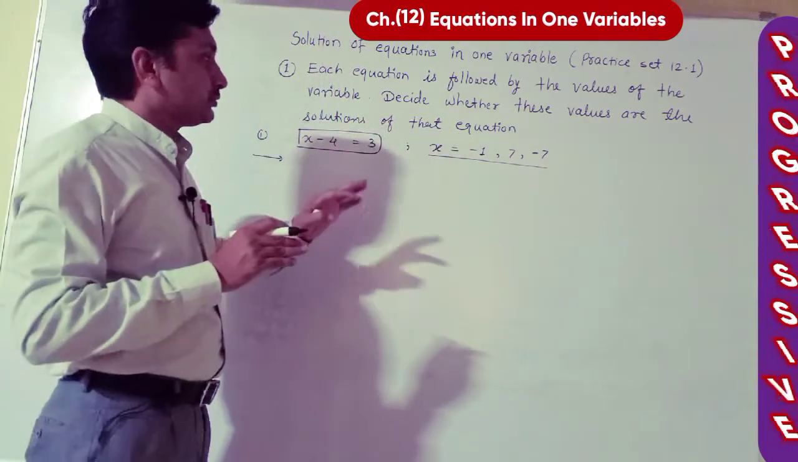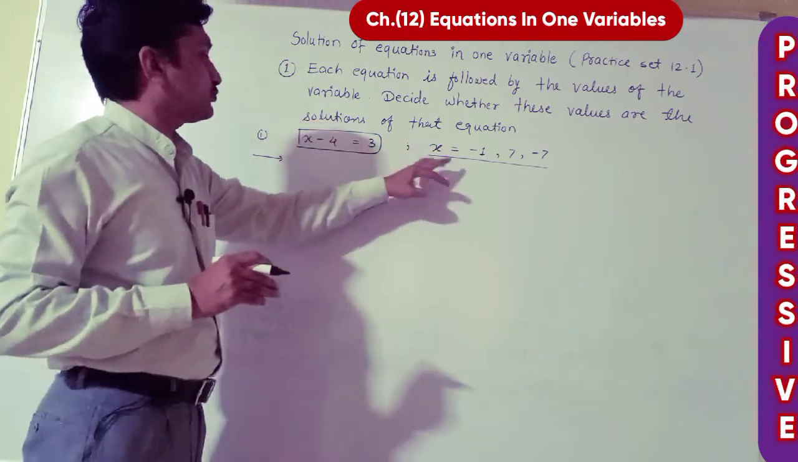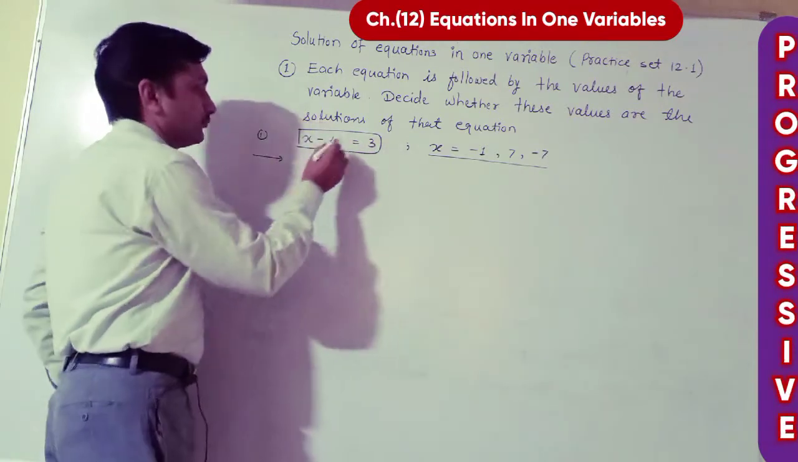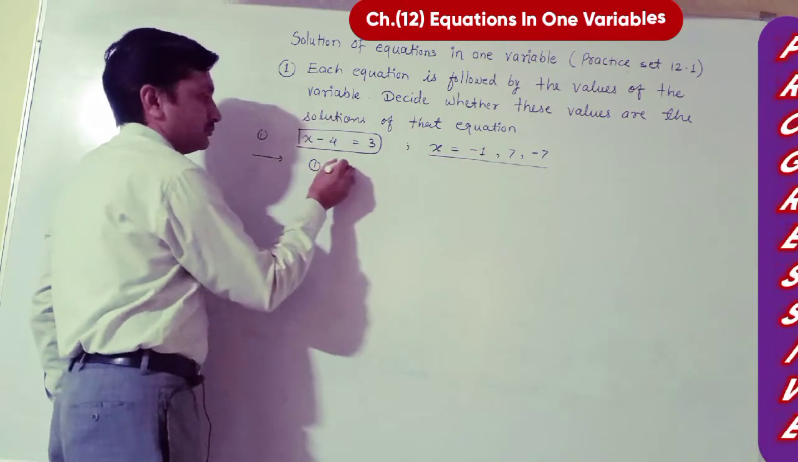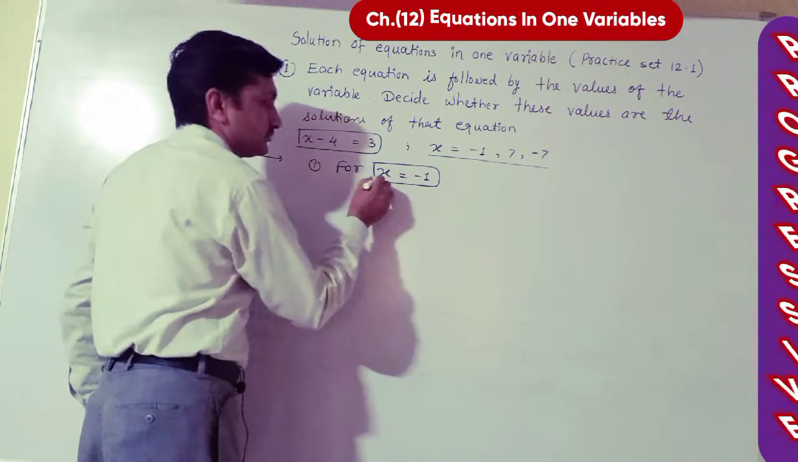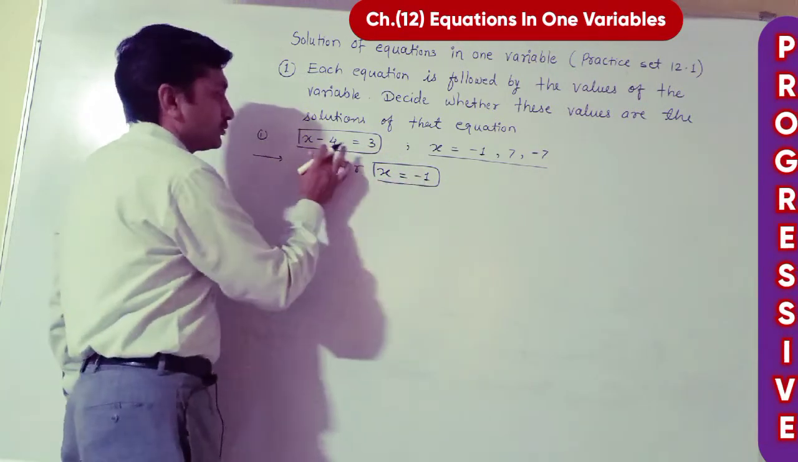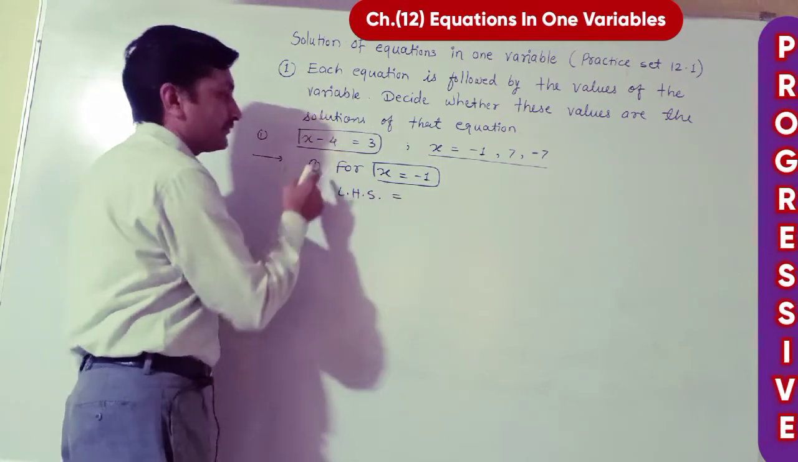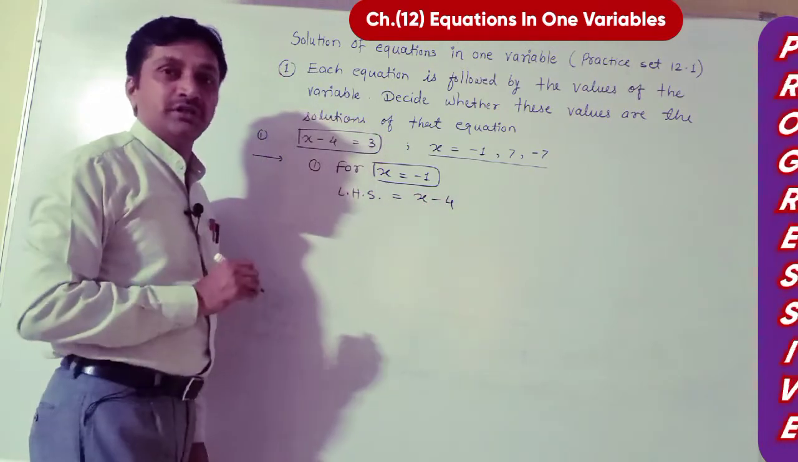Now one by one we have to solve this by putting these values here, and decide whether these values are solutions of this equation or not. Now first, for x is equal to minus 1. For each value we have to find. Here we only write the LHS, the left hand side. The left hand side of this equation is x minus 4.